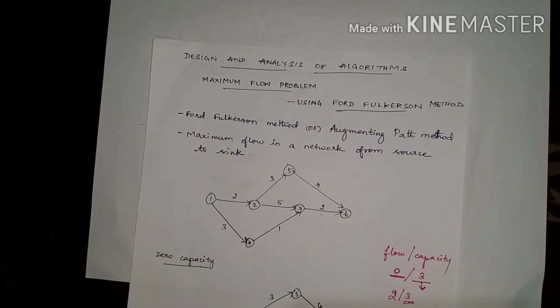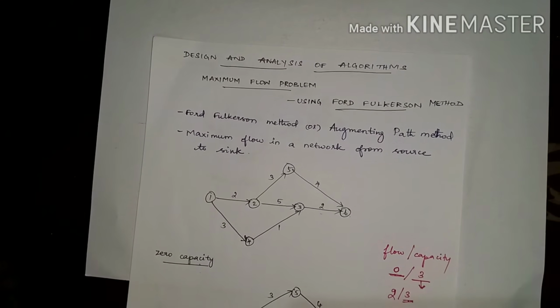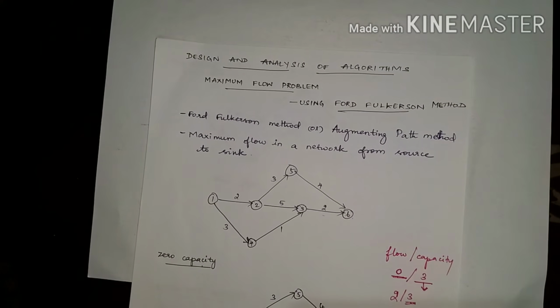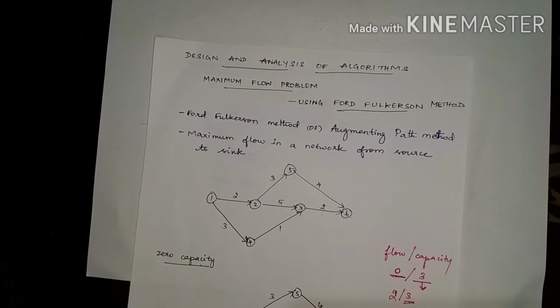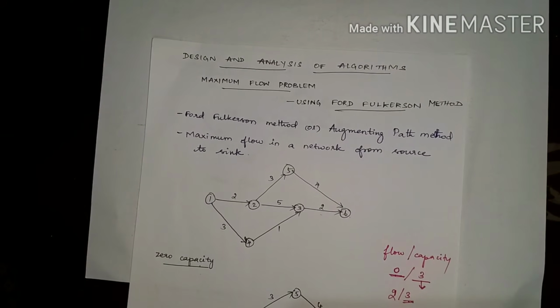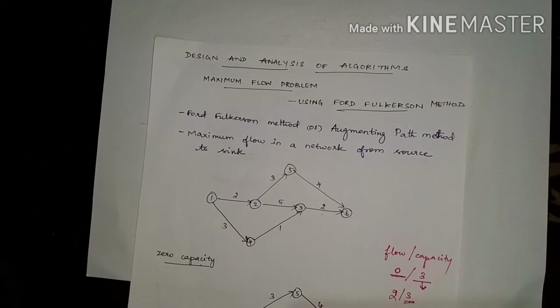This video is for BE CSE students, second year, fourth semester, 2017 regulation. And the video is from the subject Design and Analysis of Algorithms, Unit 4, Iterative Improvement. And the topic is Maximum Flow Problem using Ford-Fulkerson method.